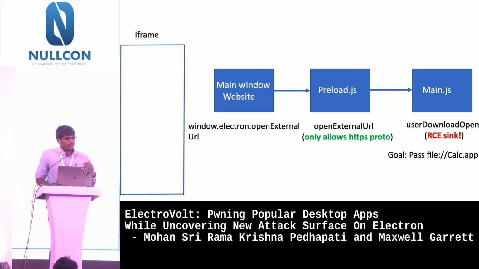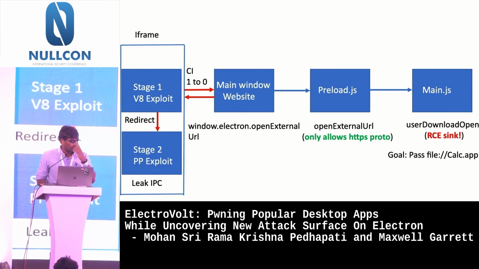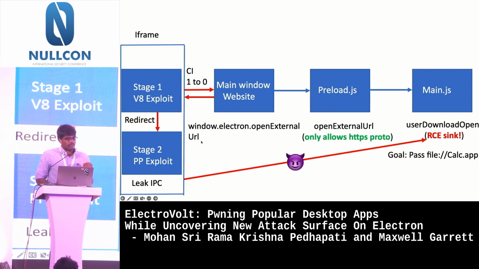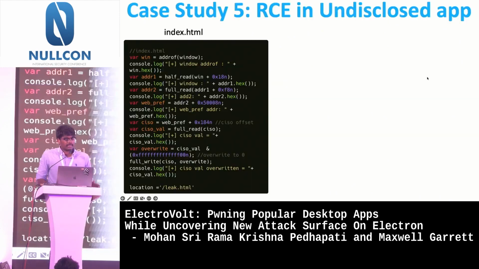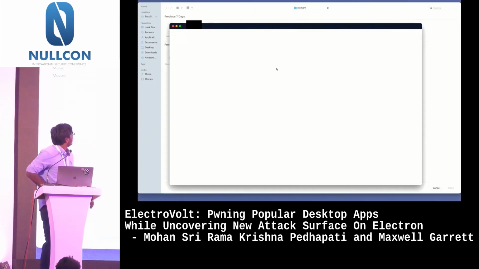So what you use is a stage 1 V8 exploit to disable context isolation, and we redirect to a prototype pollution gadget window, and there it can leak the IPC and directly access the main process. So we are not going through the main window website, preload script, and Node.js. We are directly sending the IPC to the main process because we are able to leak the IPC directly. So this is the exploit, similar story, and let's see the demo.